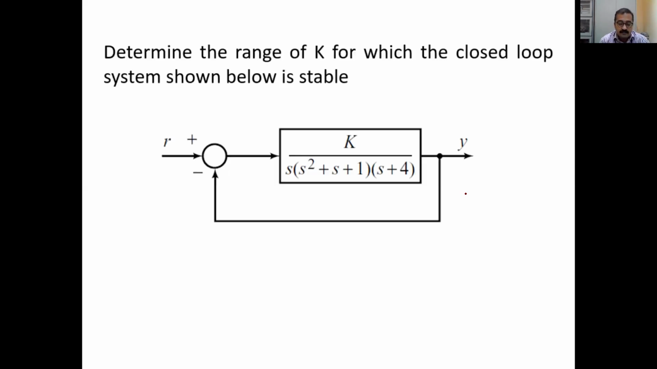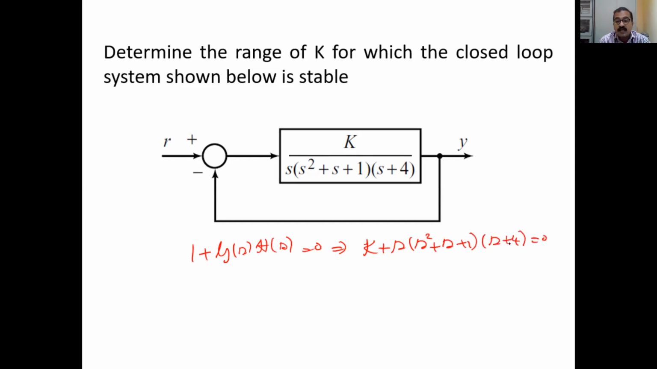Let us try the next question. Determine the range of K for which the closed loop system shown below is stable. Okay, so this is the closed loop system. What's the first step? You have to create the characteristic equation: 1 plus G(s)H(s) equal to 0. So what will you get? You will get K plus S into S square plus S plus 1 into S plus 4 equal to 0.